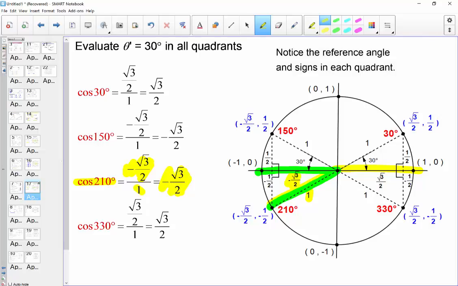Again, notice the signs of both values of the lengths of the sides of this triangle. In quadrant 3, the x value is negative and the y value is negative, so the square root of 3 over 2 is negative and the 1/2 is negative.